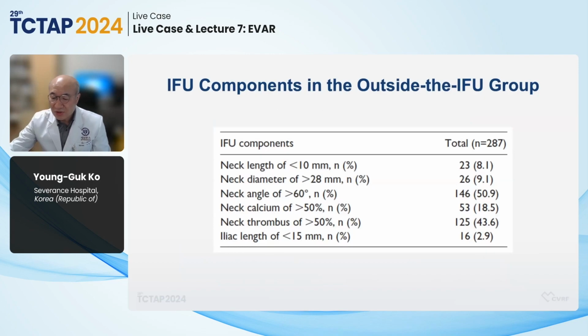This table shows the instances of violated IFU components. The most common outside IFU components were neck angulation greater than 60 degrees and neck thrombus or soft plaque greater than 50% in circumference.